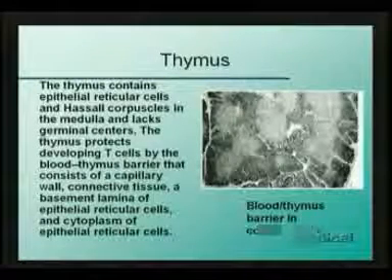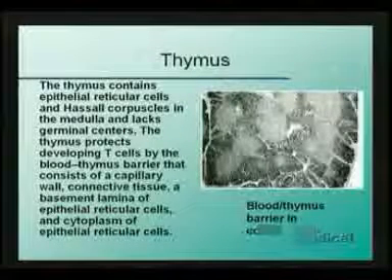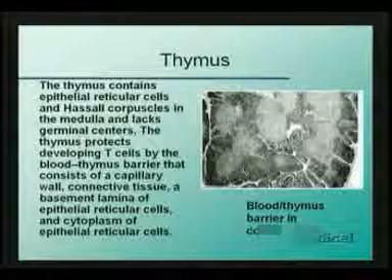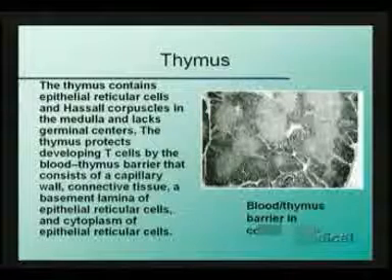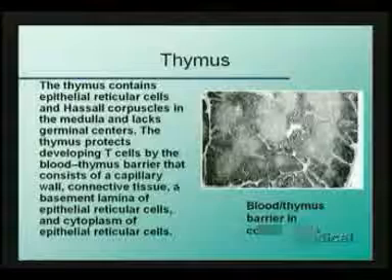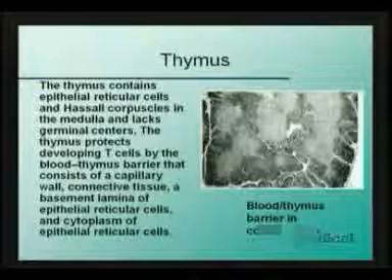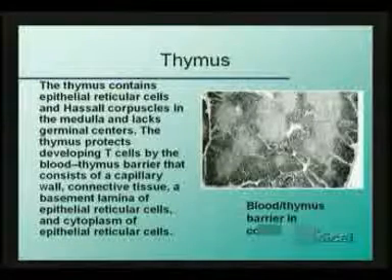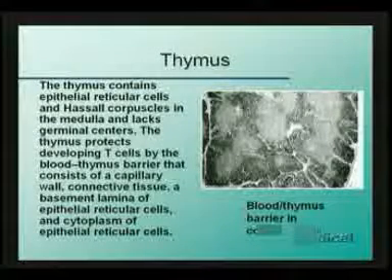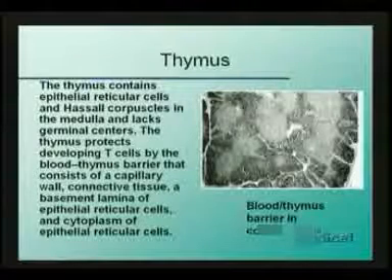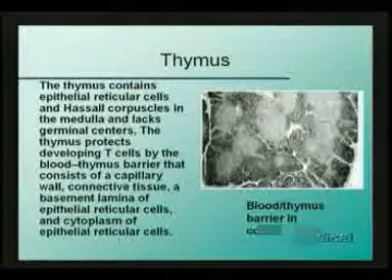The thymus not only contains a distinct cortical and medullary region, its major cell type other than the thymocytes are epithelial reticular cells, and Hassall's corpuscles, which are probably degenerative remnants of those epithelial reticular cells, found in the medulla. As a primary lymphatic organ, the thymus lacks germinal centers, and its developing T cells are protected in the cortex by a blood-thymus barrier that consists of capillary endothelium, connective tissue, underlying basal lamina, and the cytoplasm of the adjacent epithelial reticular cells themselves.